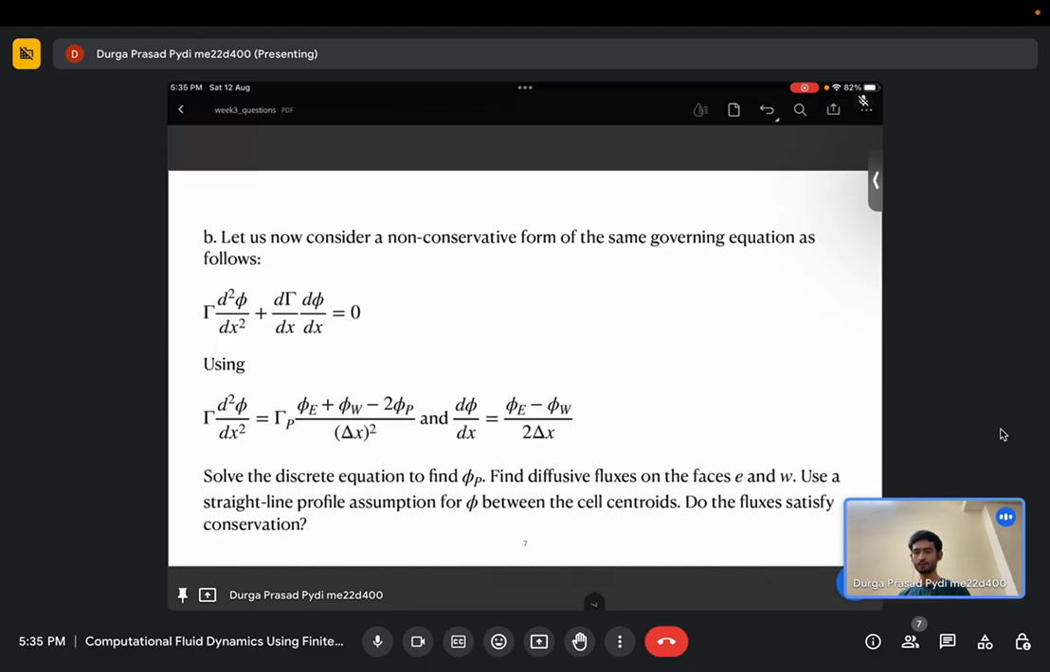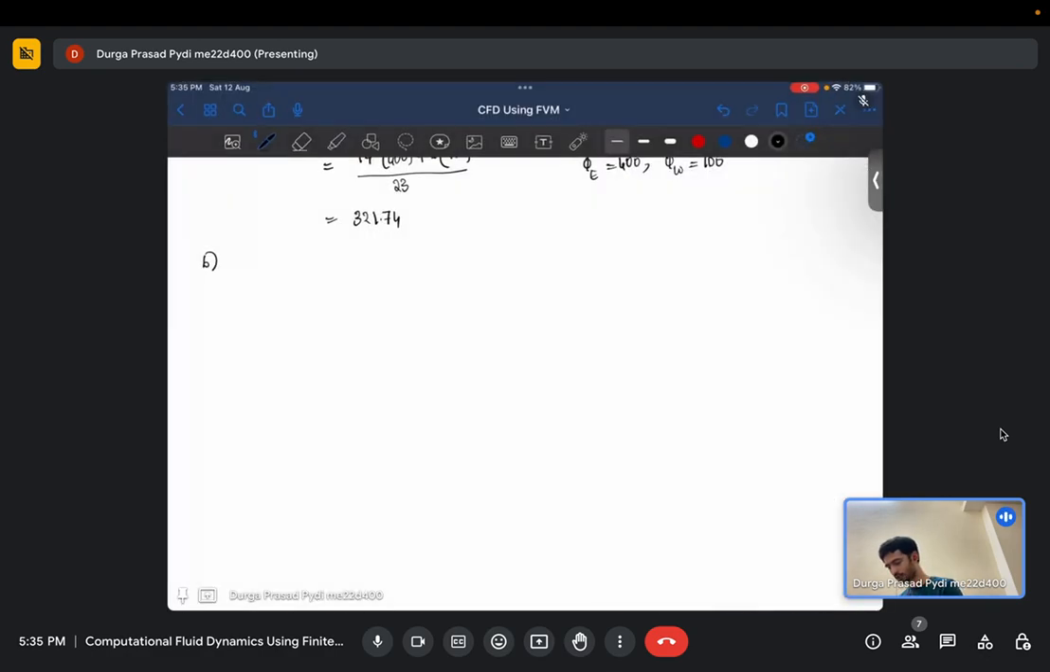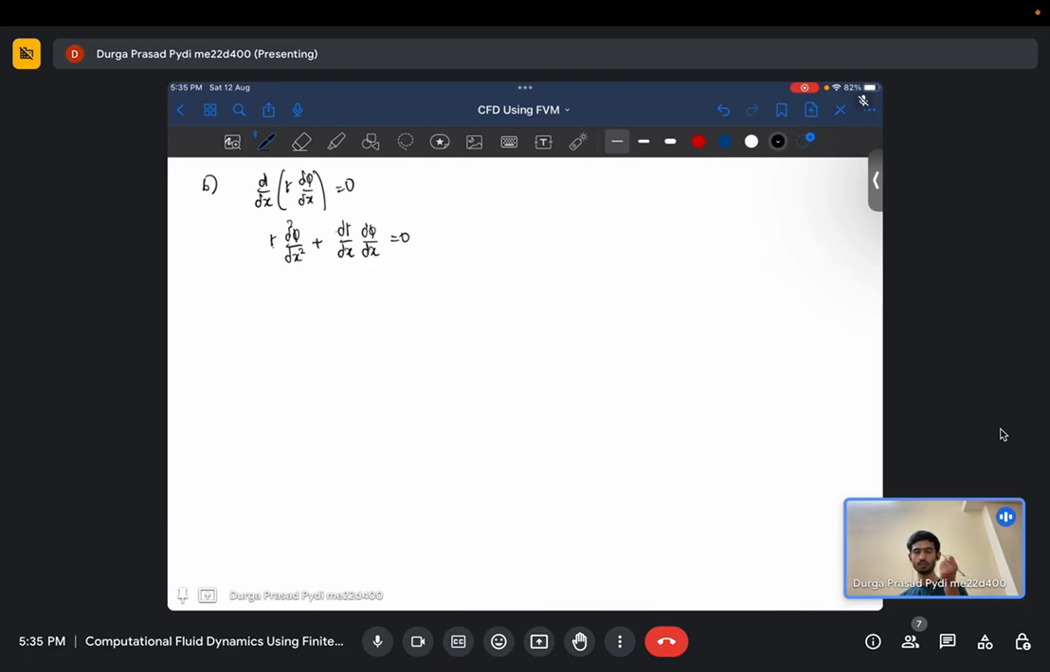So now we take the non-conservative form of the equation and then we use a finite difference scheme, a central difference. So we have d/dx of gamma d phi/dx equal to 0. If we just expand it, we get gamma d square phi/dx square plus d gamma/dx d phi/dx equal to 0, where this gamma is essentially the value at the node at which this equation is discretized. We are discretizing at point P, so I'm just writing gamma P and d square phi/dx square.